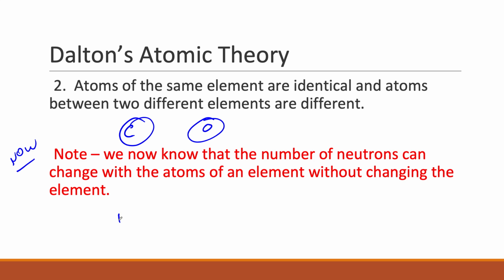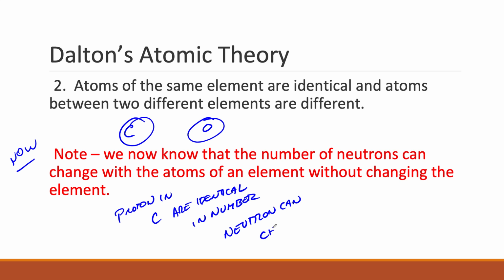So protons remain the same in carbon, are identical in number, but the neutrons can change numbers. And I'm going to show you the relationship between the number of protons and the number of neutrons in carbon and then in oxygen, and how all that can relate. And that's in chapter 3, end of chapter 2 and chapter 3. So this is Dalton's atomic theory, second.